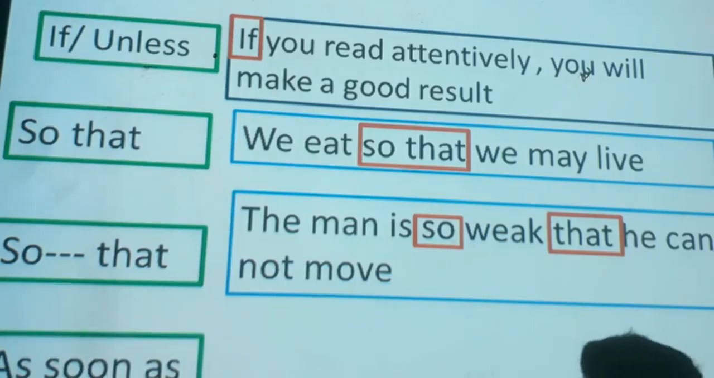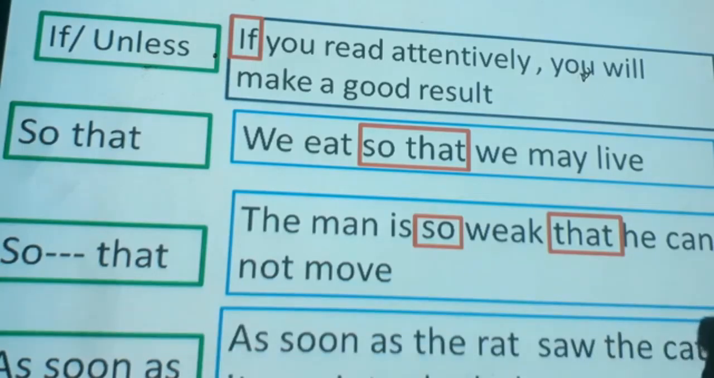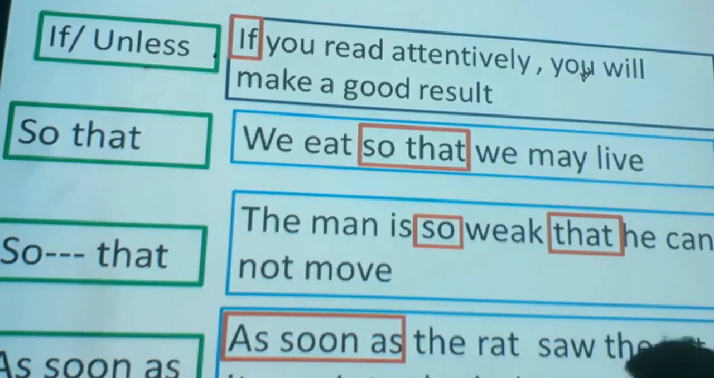Okay, my dear students, next, as soon as. When you see as soon as, then you will think the sentence is a complex sentence. As soon as the rat saw the cat, it ran into the hole. In this sentence we see as soon as. When you see as soon as in a sentence, then you will think the sentence is a complex sentence.